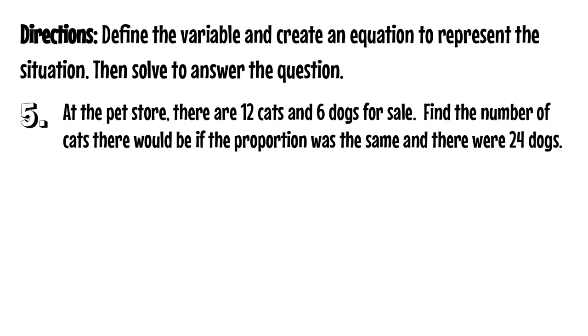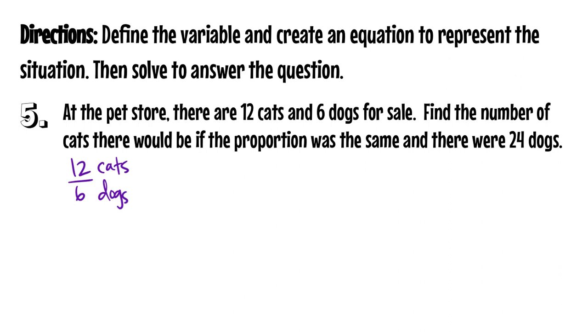Find the number of cats there would be if the proportion was the same and there were 24 dogs. So what we want to do is create a proportion. We know that the proportion of cats to dogs is 12 to 6, so we want to write 12 over 6. And I think it's helpful for you to write 12 cats and 6 dogs.